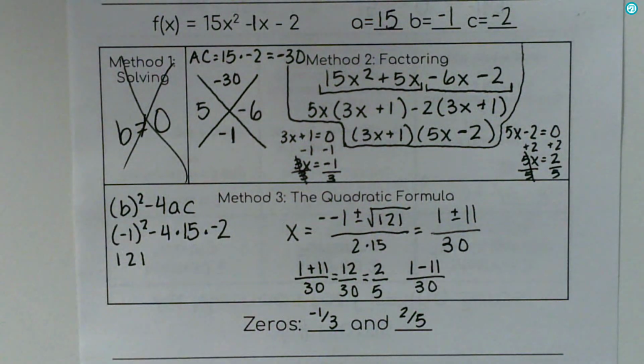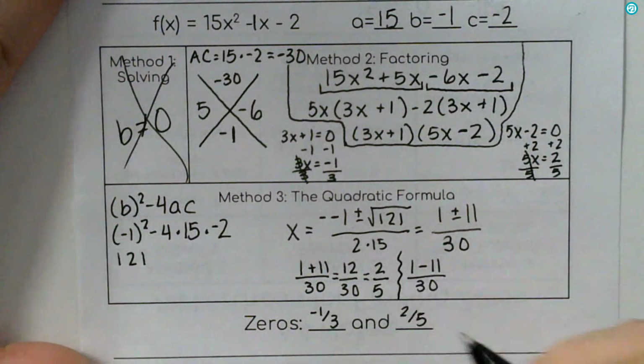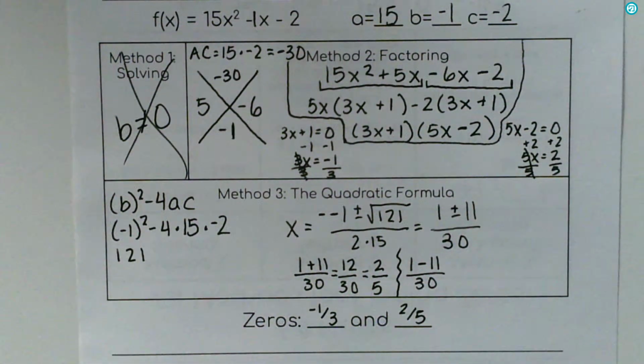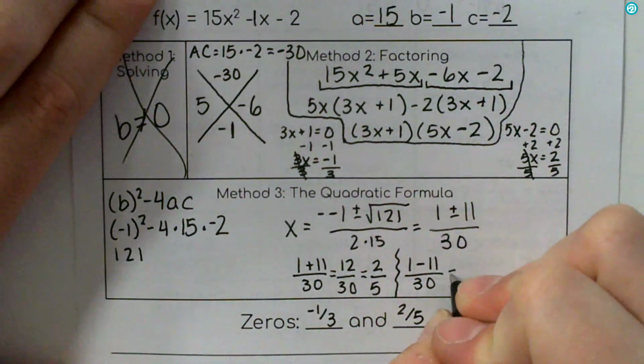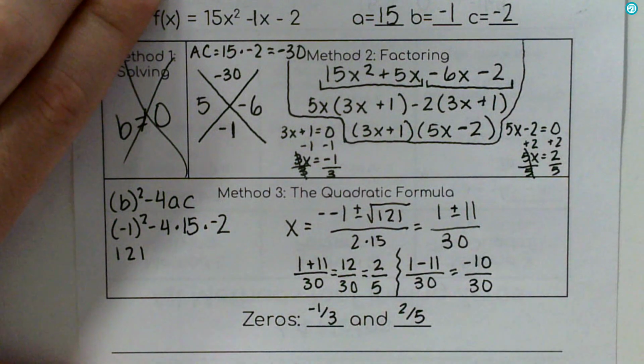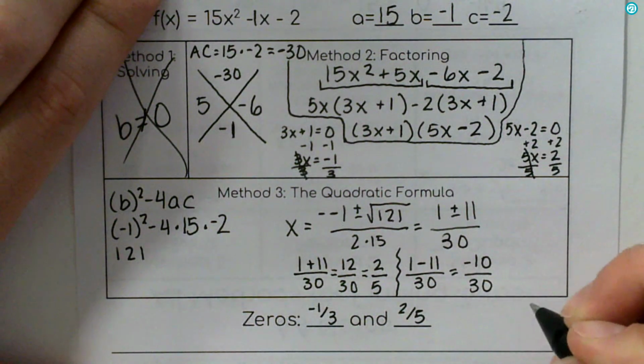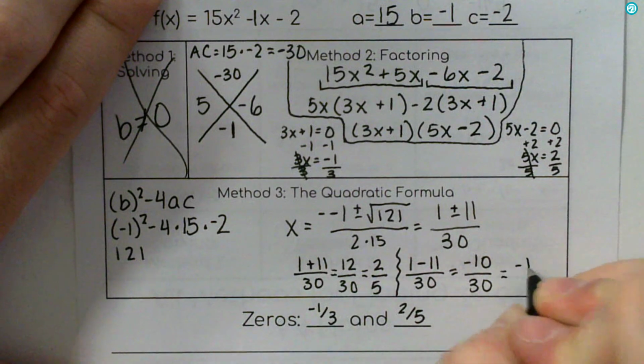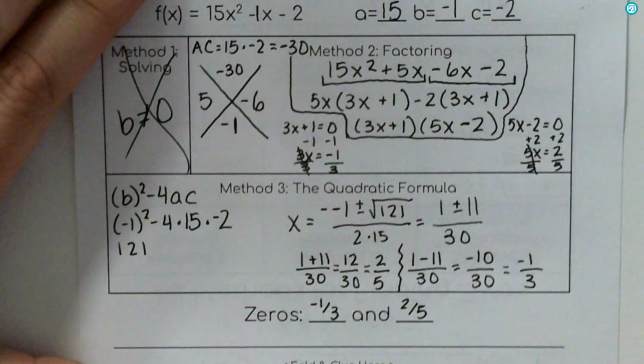I was trying to match up the answers with the wrong ones. I was like, what are these going to reduce to? This one, 1 minus 11, is negative 10. And so the negative 10 out of 30, we can divide those both by 10, and it ends up being negative 1/3. Okay.